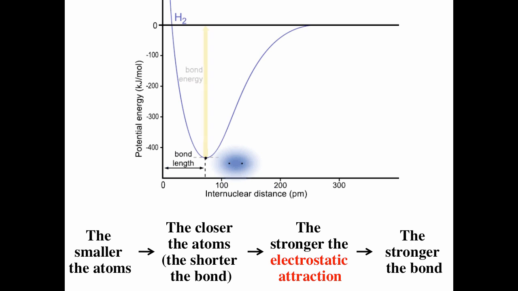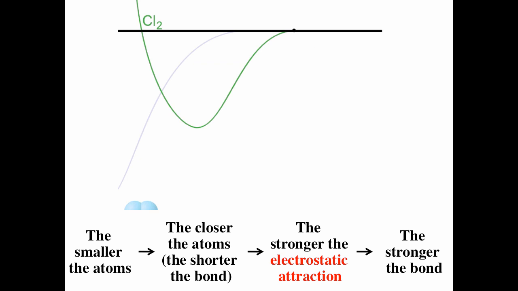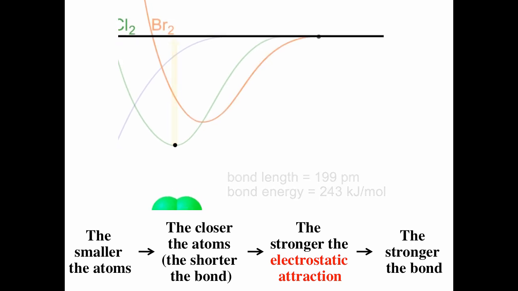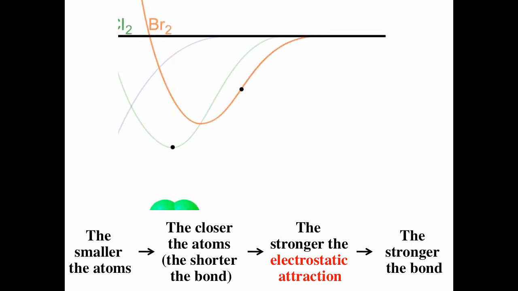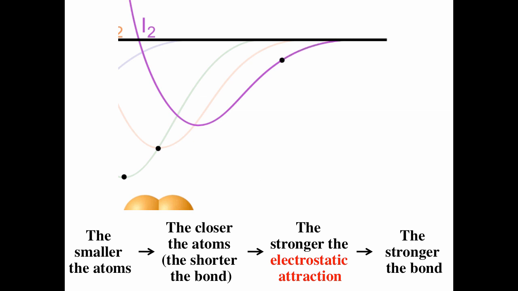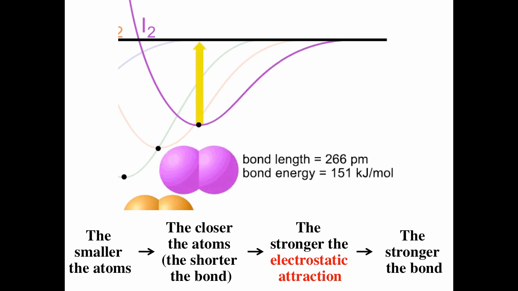Now let's compare H2 with Cl2 and other halogen molecules. The much larger chlorine atoms reach the energy minimum and form a Cl2 molecule at a greater internuclear distance. Because the Cl nuclei are farther apart, it takes less energy to separate the atoms, thus a greater bond length and a smaller bond energy. Moving down group 7A, bromine is larger still, so we would expect an even greater bond length and smaller bond energy. And iodine, the largest of these halogens, continues the trend to longer, weaker bonds.